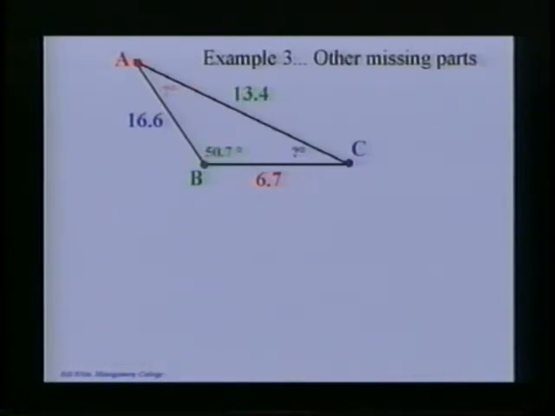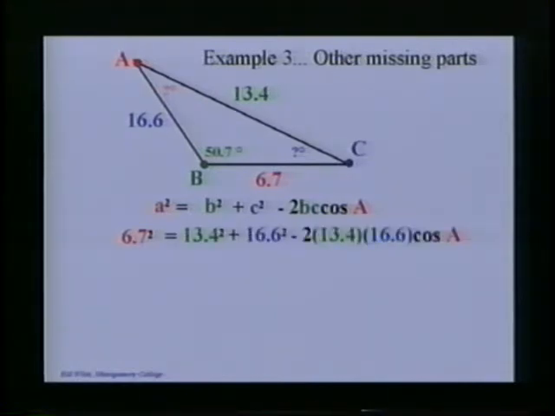Okay, well, b is 50.7 degrees. Now let's find the rest of these things. Let's find this bad boy. Once again, I could use the law of cosines. Since I'm looking for a, I'm going to use the a squared version. Putting in 6.7, b and c into the theorem, and multiplying all this stuff out.